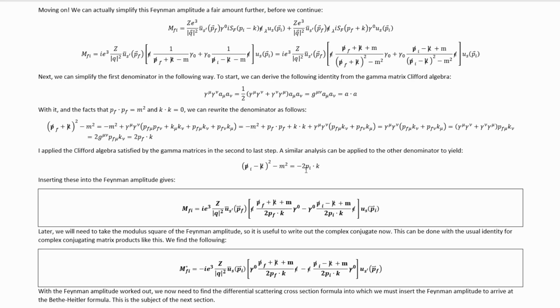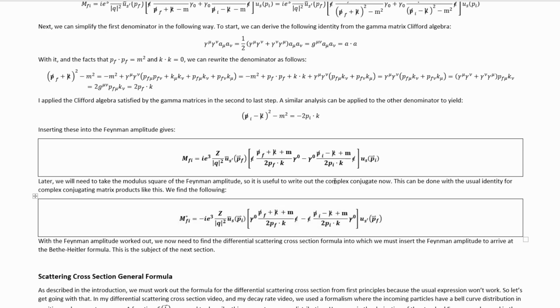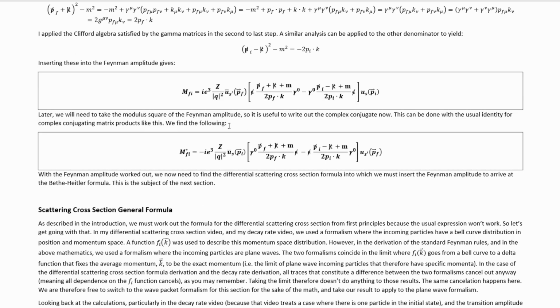A similar analysis gives us this result for the other denominator. We can insert that in and we get to this result for the Feynman amplitude. Later we will need to take the modulus squared of the Feynman amplitude, so it is useful to write out the complex conjugate now. This can be done with the usual identity for calculating complex conjugates of products of matrices like this, and we find this result. You can look at my other differential scattering cross-section derivation videos for further demonstrations of that identity.